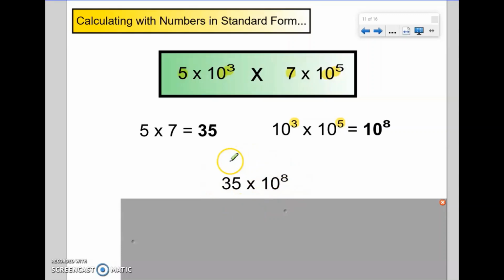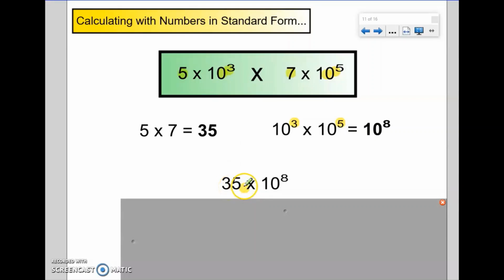At this point, your calculation may be finished if this number here is already between 1 and less than 10. But in this case, it is not. So this number is 35. It is too big. My decimal point is here. I'm going to move it one step so it becomes 3.5.